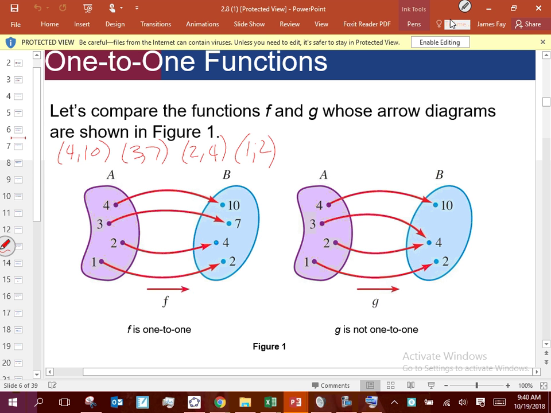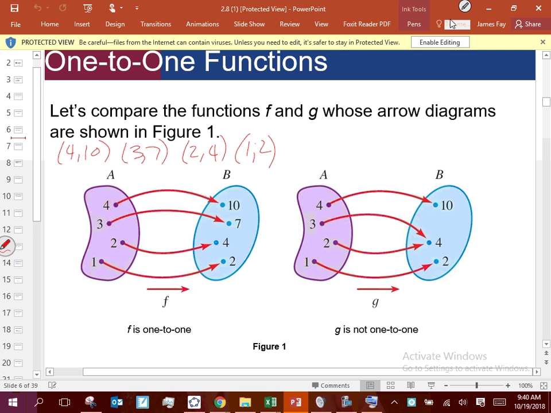If I see 4 as an x value, it's never paired with anything else other than 10, right? 3 as an x value is never paired with anything else other than 7. 2 is never paired with anything else other than 4. And 1 is never paired with anything else other than 2 for those x's and y's. Okay? So that's a function.